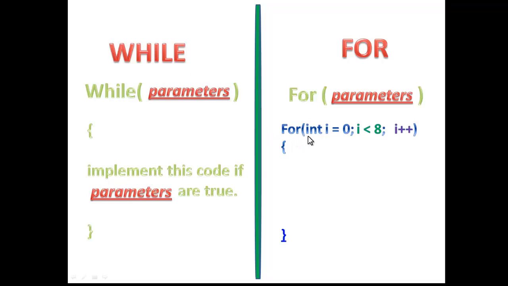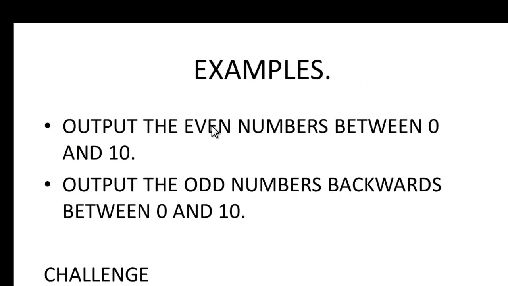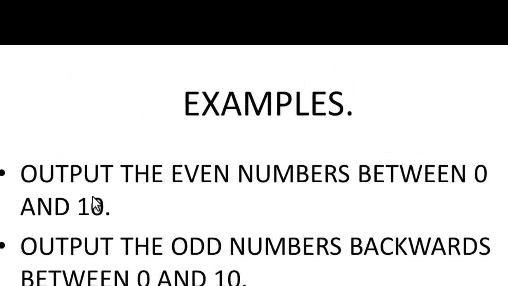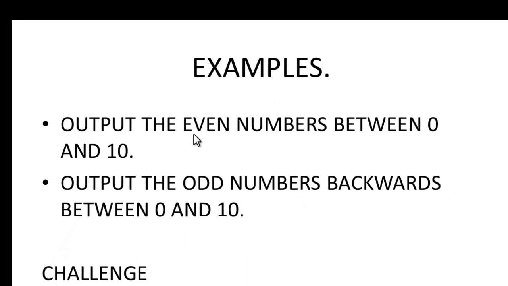Now an example of for would be starting in 0 up to 7 and increase by 1, develop this code. Here I have the three different parameters: start point, end point, and counter. So let's see some examples of these two controlled loops. First of all, we're going to look at how to make a program that outputs the even numbers between 0 and 10.